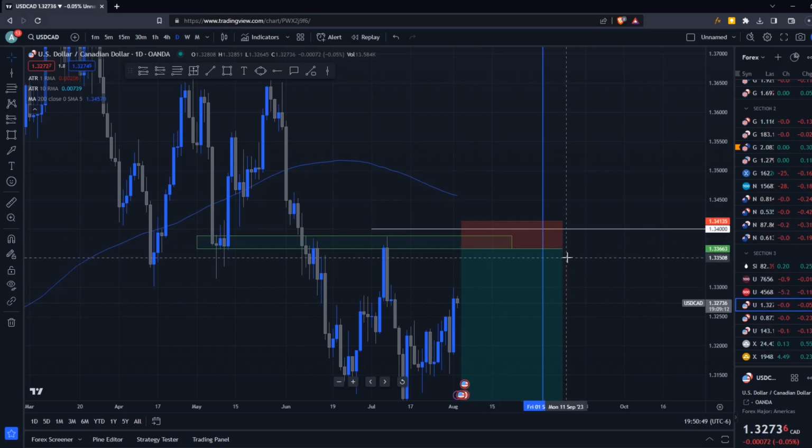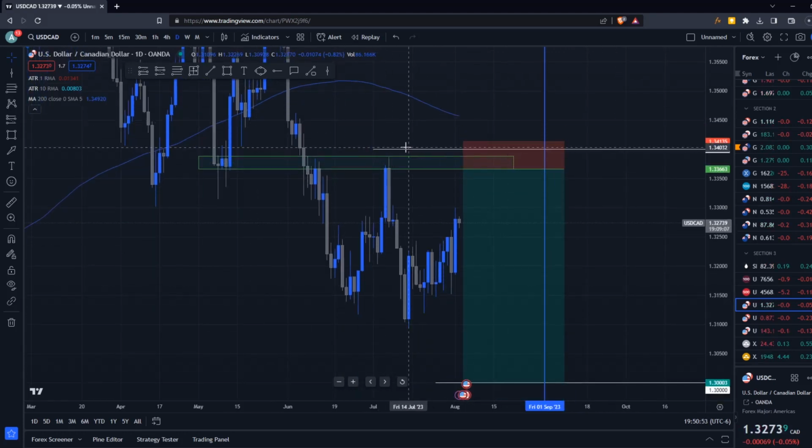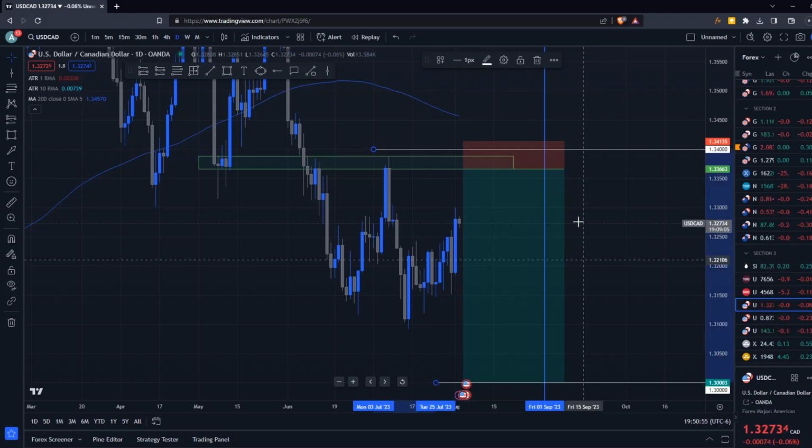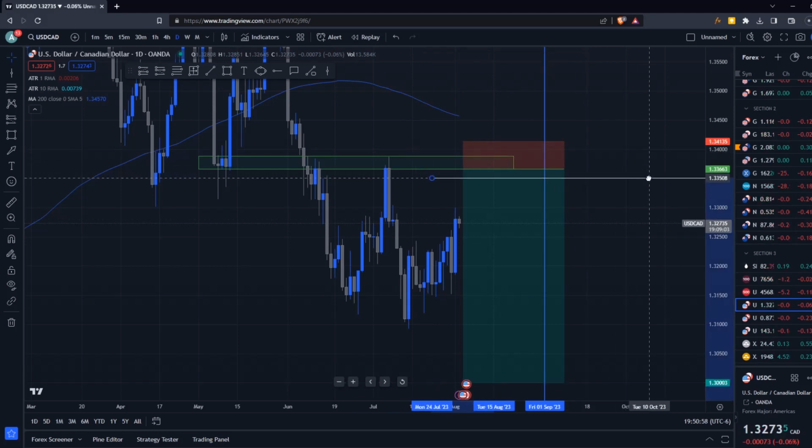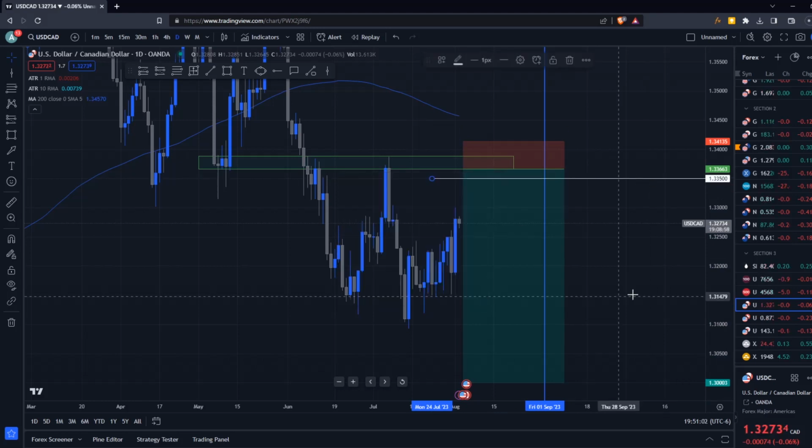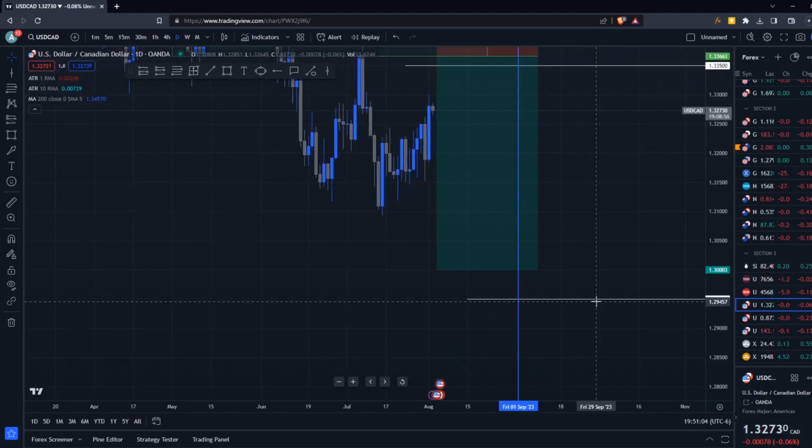Just trying to see where my numbers are here. Could even set this. I'm going to leave this zone here, but I'm going to move these down a little bit to 133.5. And so this would be my monthly range.